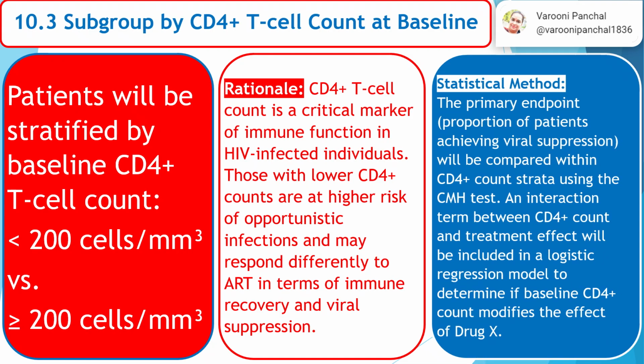Statistical method. The primary endpoint, proportion of patients achieving viral suppression, will be compared within CD4 plus count strata using the CMH test. An interaction term between CD4 plus count and treatment effect will be included in a logistic regression model to determine if baseline CD4 plus count modifies the effect of drug X.